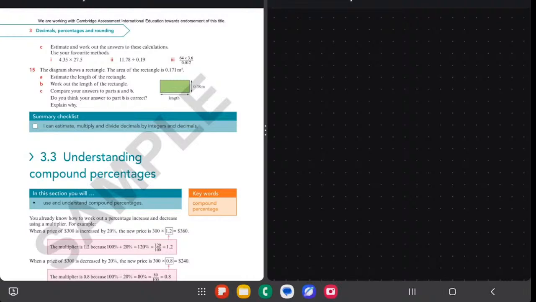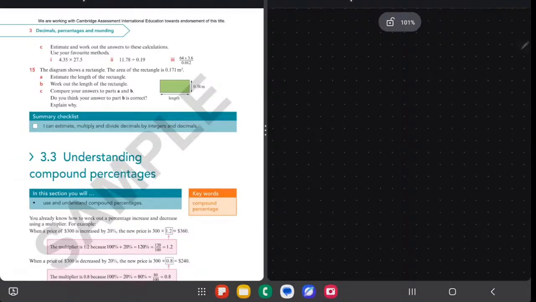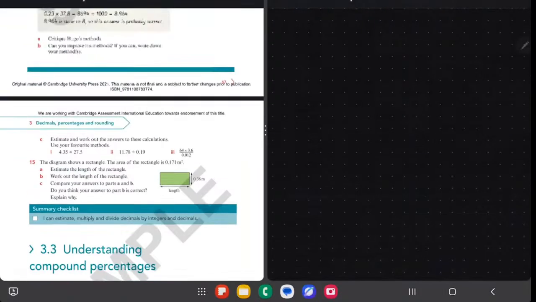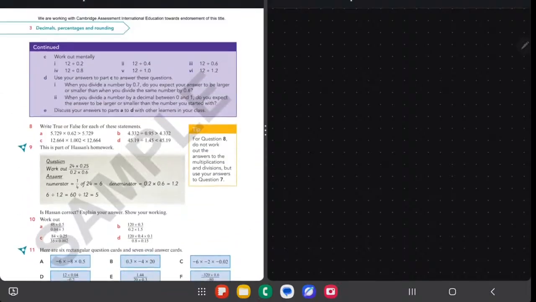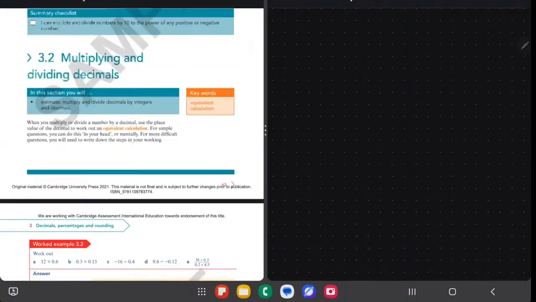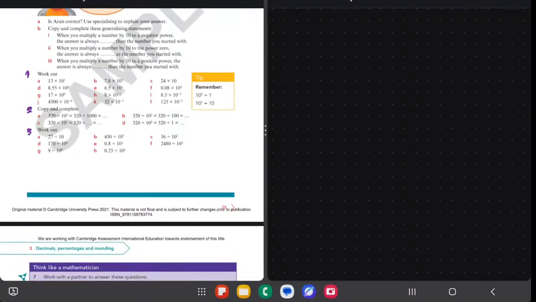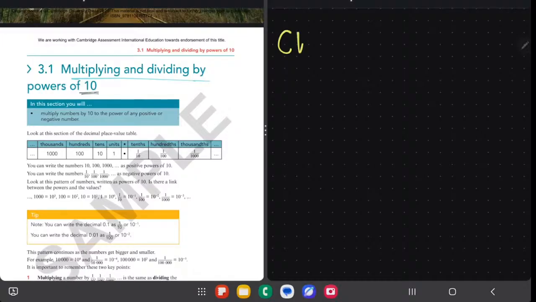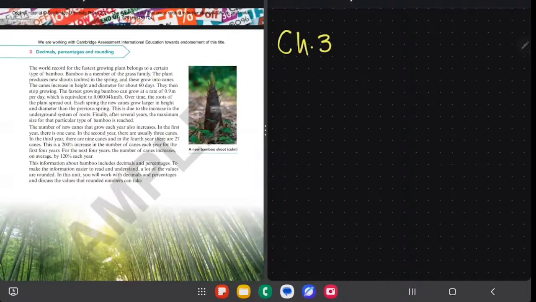Right. So, we are doing chapter 3 today. Chapter 3 out of 15, as we know. Obviously, I'll start with the ones that you haven't done or heard of. Chapter 3 is what I talked about earlier on. Chapter 3 is called decimals, percentages, and rounding.